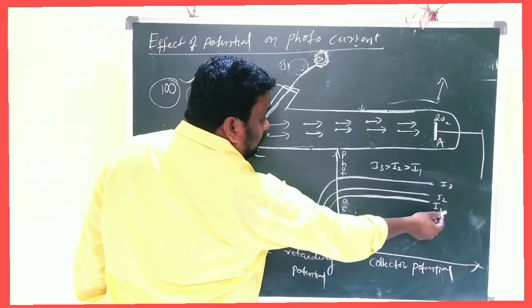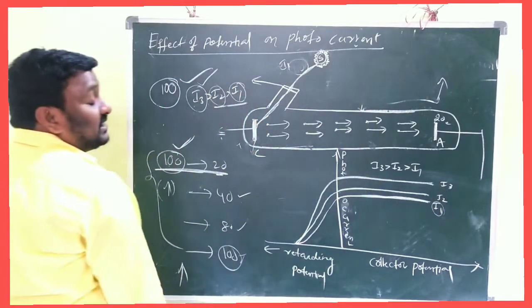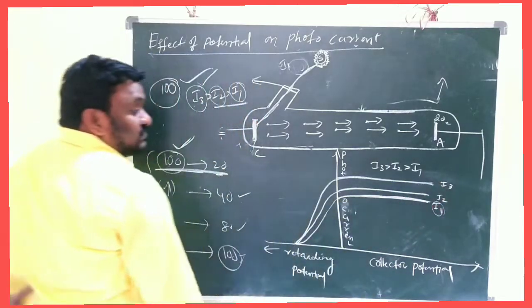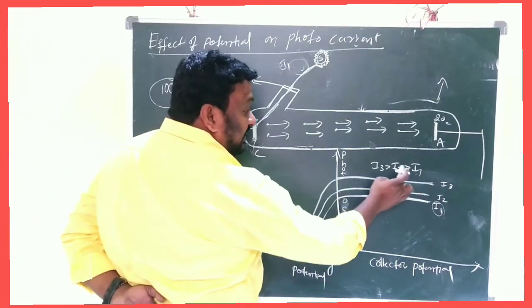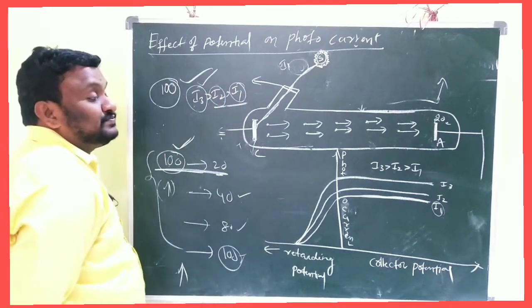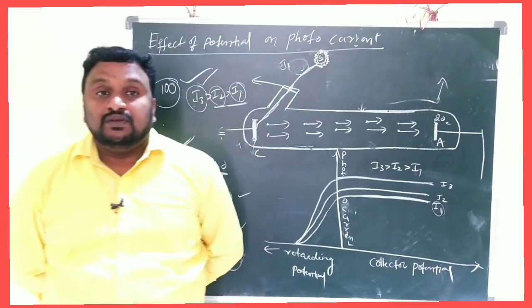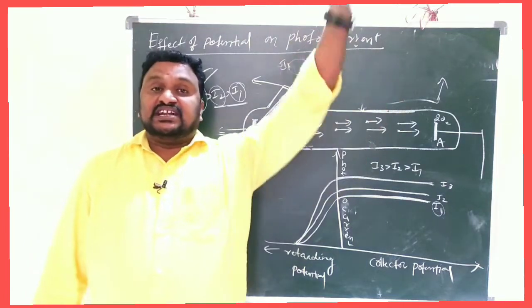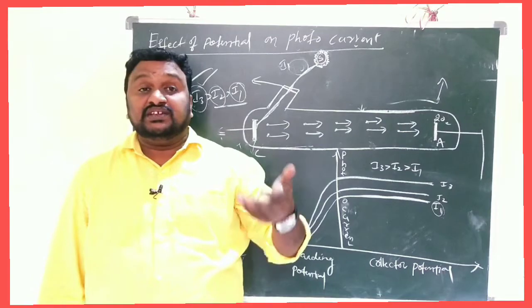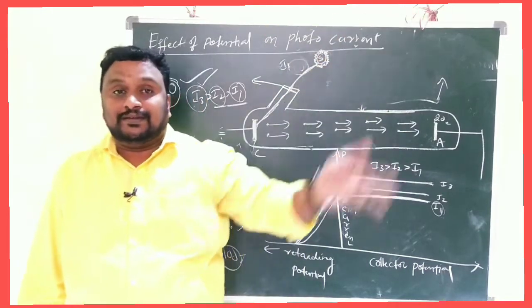I1 is what? The photocurrent. So I2 and I3: intensity I1, intensity I2, intensity I3. For that, what do we get? Saturation current like that. Clear, children? When intensity increases, current also increases. I3 is greater than I2, and I2 is greater than I1. That's what I have to say. Where I3 is used, we get more current.